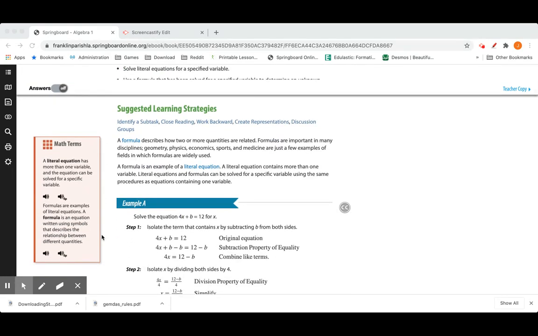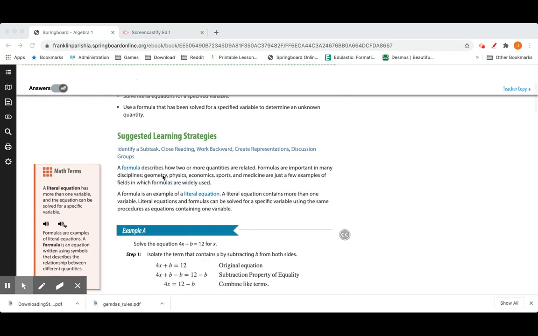Formulas are examples of literal equations. A formula is an equation written using symbols that describes the relationship between different quantities. A lot of formulas are in science, so it's a connection with that subject. A formula describes how two or more quantities are related. Formulas are important in many disciplines. Geometry, physics, economics, sports, and medicine are just a few examples of the fields in which formulas are used.